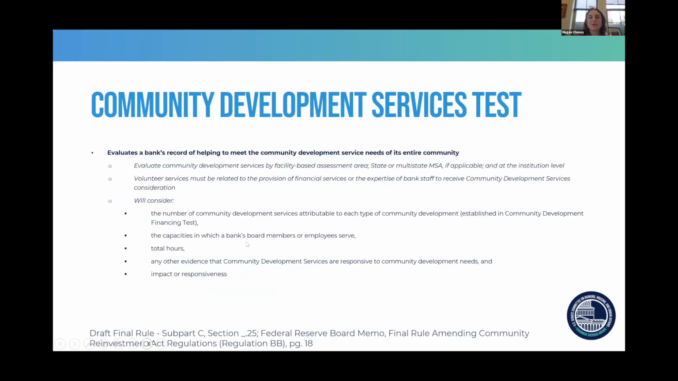And then the community development services test will just evaluate a bank's record of meeting the service needs of the community. It goes back to all those tests we just talked about, all those specific areas of community development, but really including things like volunteer services. It needs to be a volunteer service related to financial services or the expertise of the bank staff to actually get credit. It's not just any volunteer service, but volunteer services that help contribute to community development.